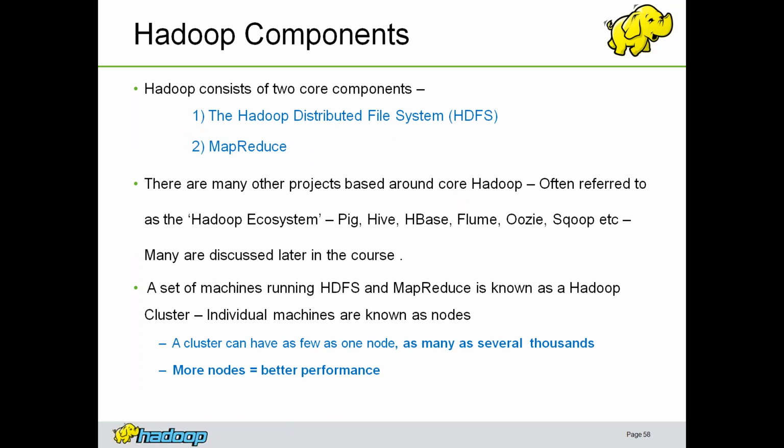The other thing to understand about Hadoop components is the Hadoop Distributed File System, the HDFS layer, and then the MapReduce concept. These two layers are very, very important layers of Hadoop. You have to understand them very clearly. There are many other projects based around core Hadoop, referred to as the Hadoop ecosystem. For example, Pig, Hive, HBase, Flume, Oozie, Sqoop, etc. Individual machines are known as nodes; in the infrastructure world, they call them clusters.